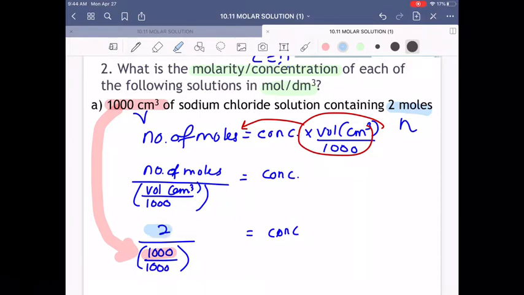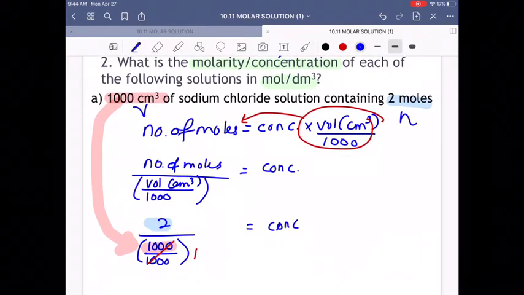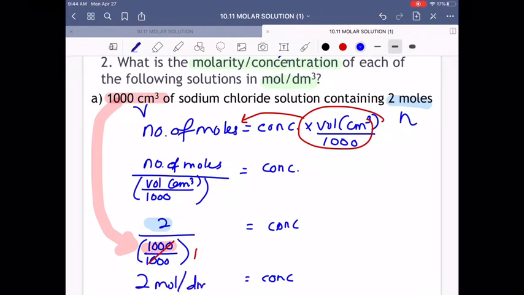After that you calculate the value. 1000 divided by 1000 is equal to 1. So 2 divided by 1 equals 2. The unit for this concentration is mole per dm cube. Bear in mind this is moles. This has actually been converted to dm cube, to be honest, so that's why it is moles per dm cube. Here you go.